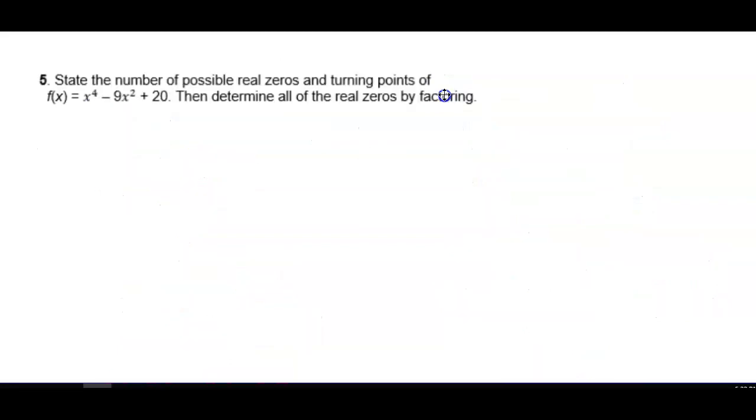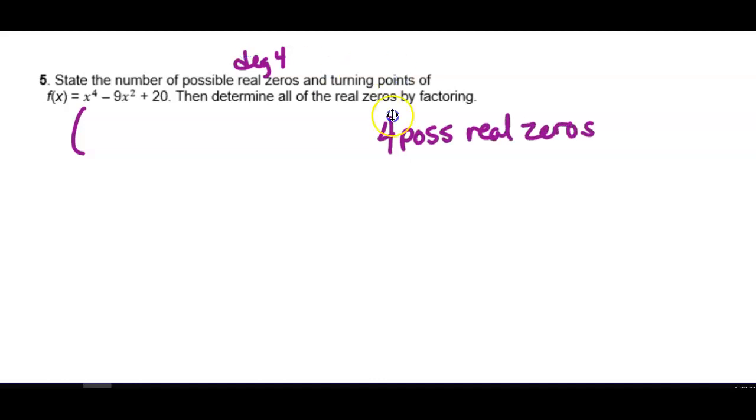All right, one more try. This one is an x to the fourth. Okay, let's read the directions. State the number of possible real zeros, degree 4. So there are 4 possible real zeros. Number of turning points, 3 possible turning points.